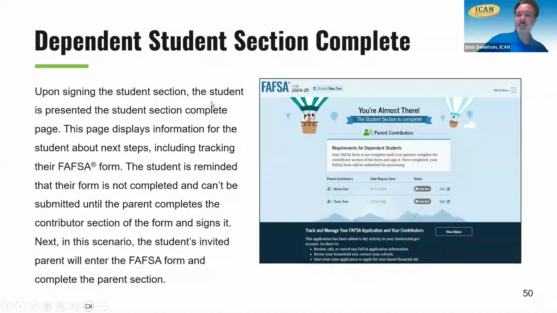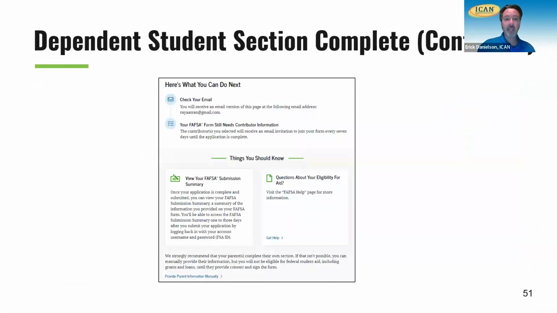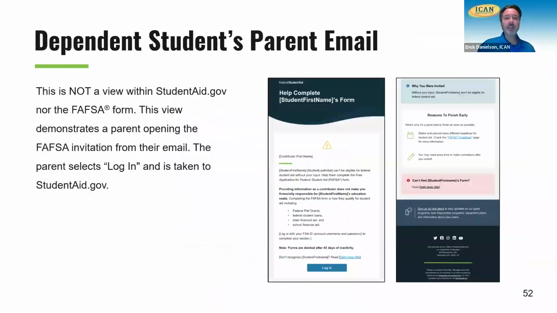Now, once this student section is complete, you should get an email on that. And when I'm helping students and families in my offices, when we see this part, what we do is we log out of the student's account, and we go back to the very beginning at studentaid.gov, and we start logging in with the parent information. Now, what parents are going to get, just to show you, is an email on here. And the parents are getting the contributor invitation, the parent contributor, the one you listed.